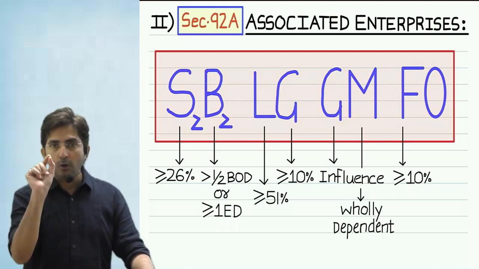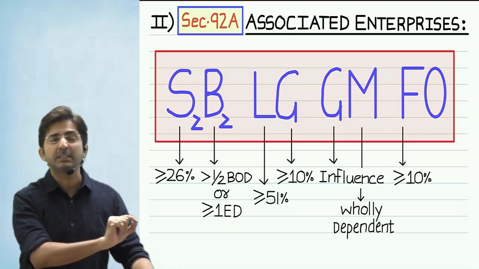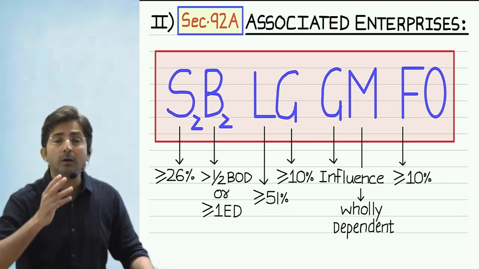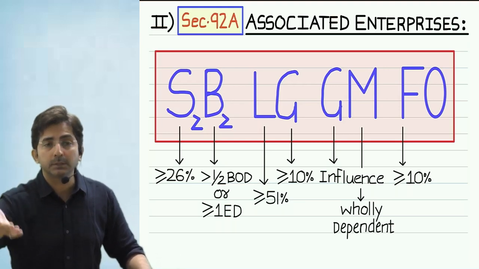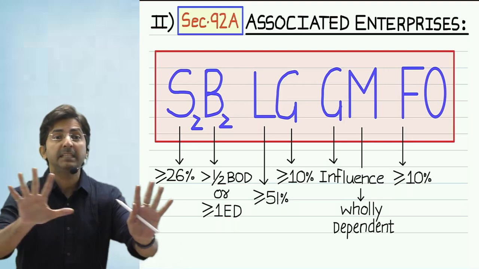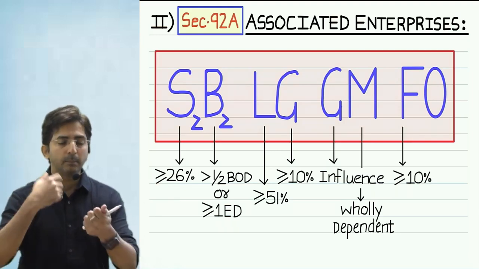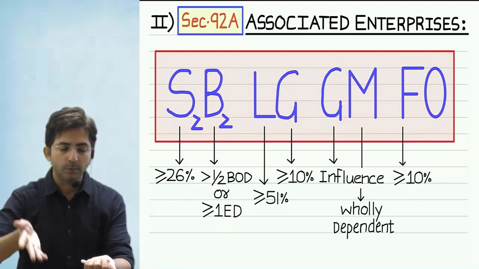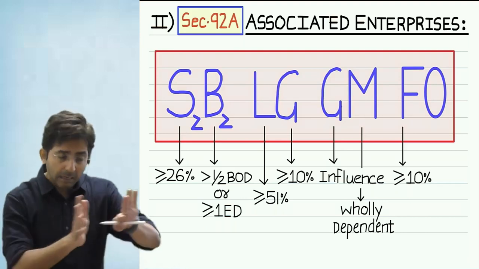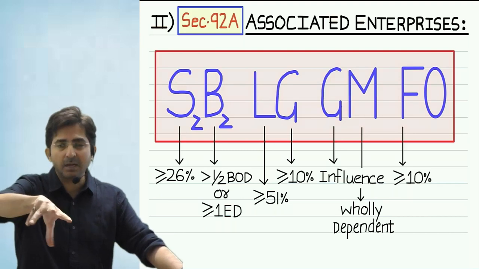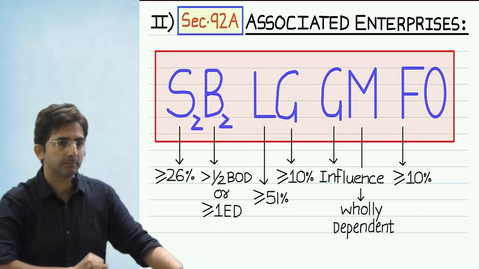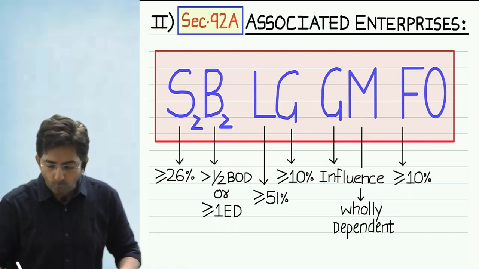You know what does the law actually mention? They just don't say firm. They say whether it's a firm or association of persons or body of individuals, whatever, but not a company structure. Means it can be a firm, association of persons or BOI, etc. Means what they try to say, other than company, if some general structure is there, then even if 10% stake, it's an association.